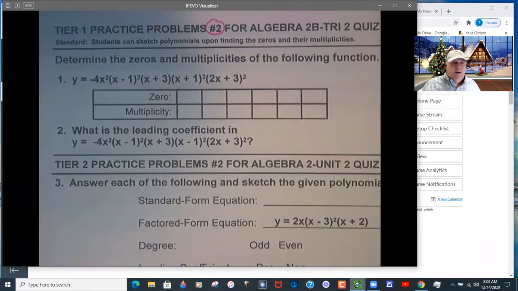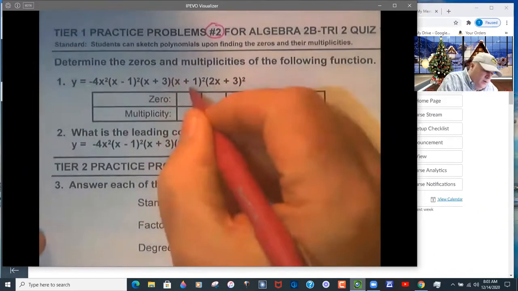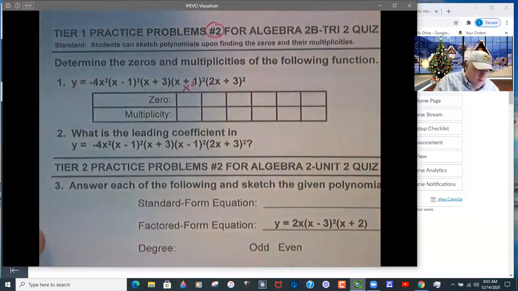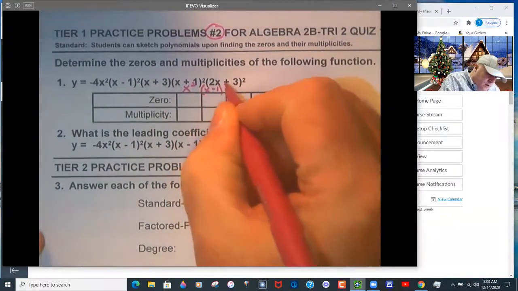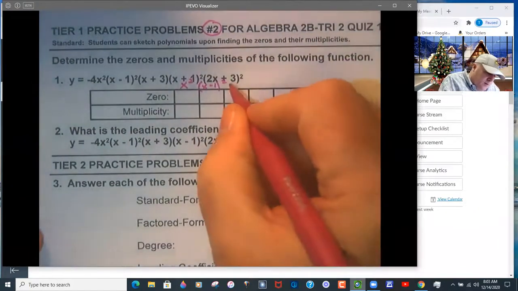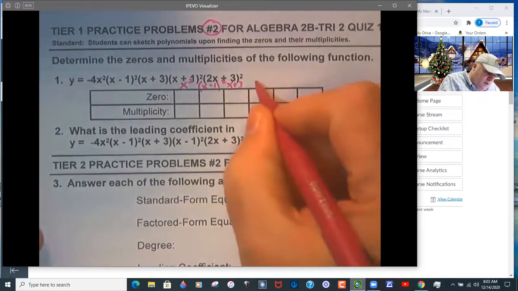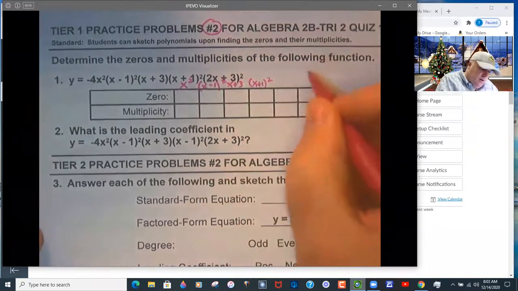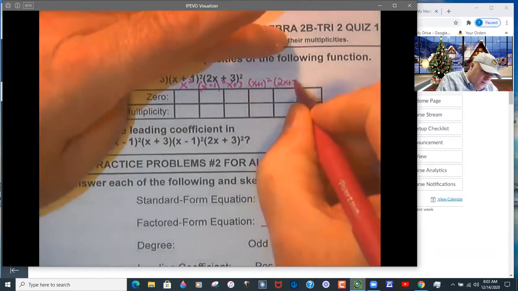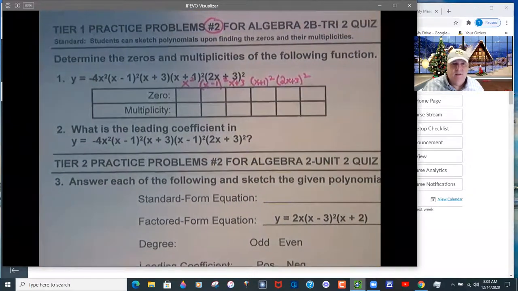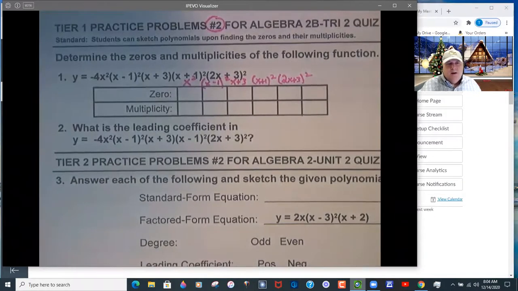Okay, so we have this big long polynomial, and we want to know all the zeros and then the multiplicities, which are the exponents of those zeros. So it's the exponents on the factors. What I generally do is write in the factors right above here, and I really should be writing the exponents in there too. So we have an x plus 3 to the first, an x plus 1 squared, and a 2x plus 3 squared. That's probably the best thing to do, just write all those factors left to right. The -4 is a common factor; you can just leave that alone.